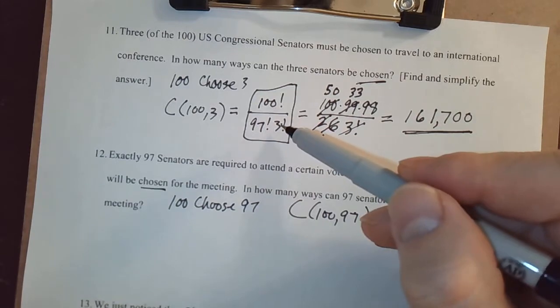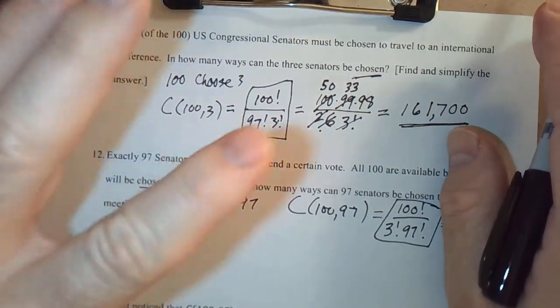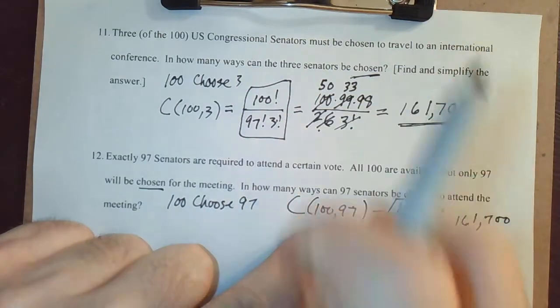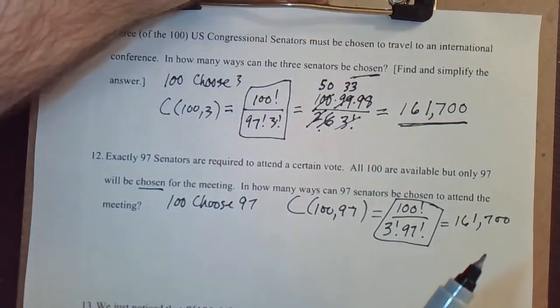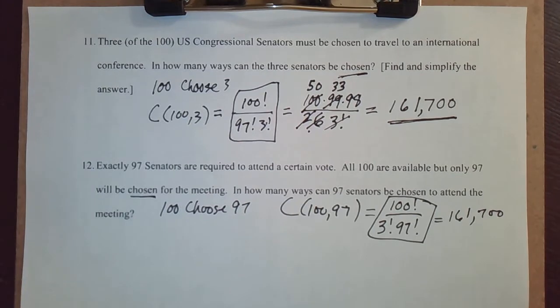Again, 97 and 3 add up to 100. If you're choosing 3 people, you're leaving 97. So every different way that you could choose 3 people, you're leaving a different 97 behind. Every time you choose 97, you're leaving a different 3 people behind. So there's a 1-to-1 correspondence here. That's why they're exactly the same.